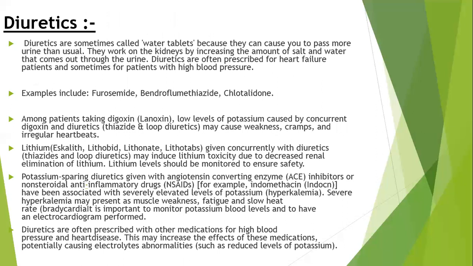You can see there are some combination drugs, like telmisartan with HCT, and furosemide diuretics. There are a lot of things there. So this is the way we have to understand which drug is good, because nowadays there are a lot of combinations of drugs out there, like with HCT, something with D. You have to understand. Among patients taking digoxin, Lanoxin, low levels of potassium can be caused by the concurrent digoxin and diuretic.